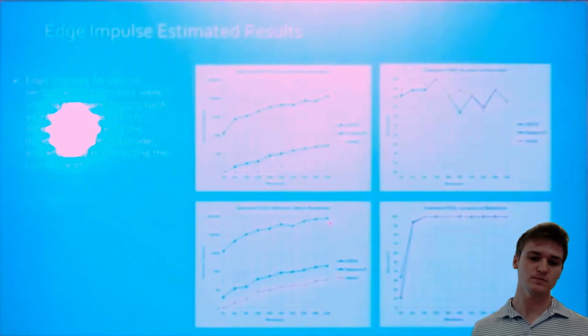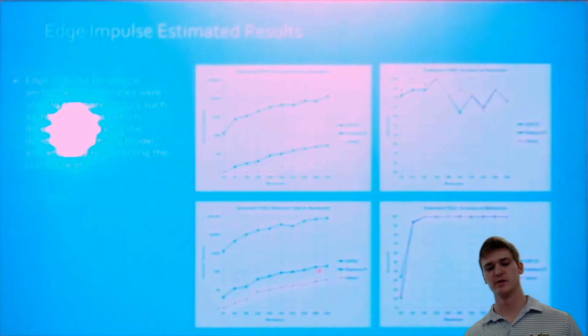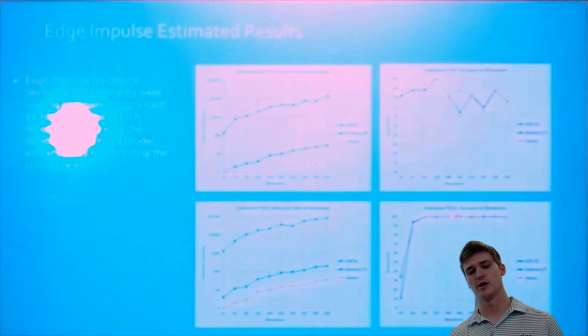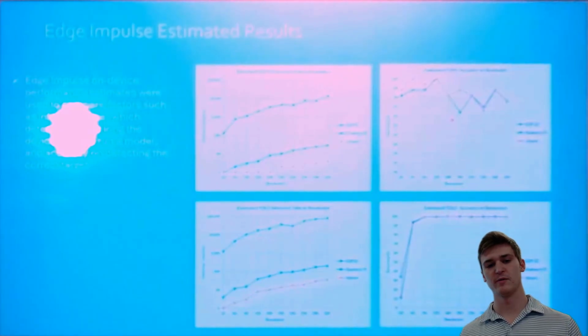And then the Raspberry Pi was in the mid-range there, but the Jetson was the fastest in the estimated results. And for accuracy, all of the models were above 95% accurate besides YOLO at really low resolution.